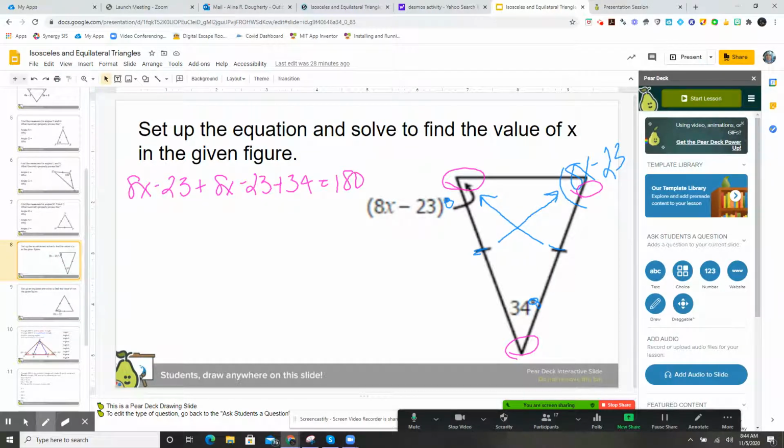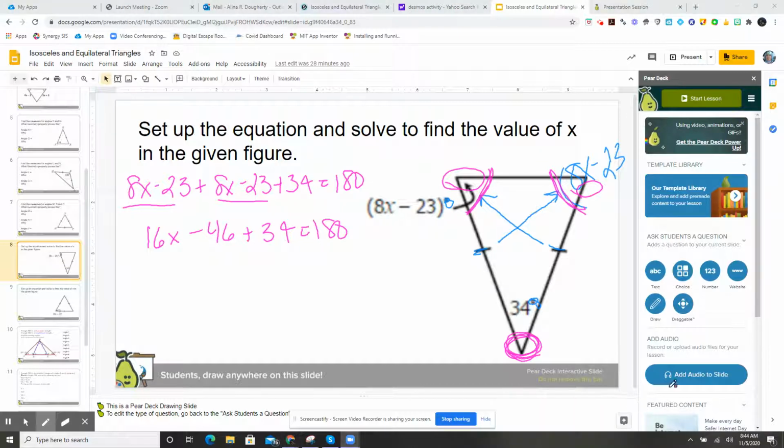If you've got sides, you can set them equal to each other. If you've got two angles and they're congruent, you can set them equal to each other. But here, the 34 is your vertex angle, and these two angles are your base angles. So I've got to do 8x minus 23 twice. So 16x minus 46 plus 34 equals 180. And then you got to combine like terms and solve from there. Okay, so be careful on questions like that. You got to double check and make sure you know which ones are the base angles and which one's the vertex angle.